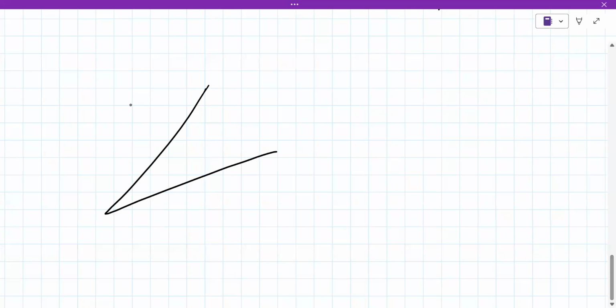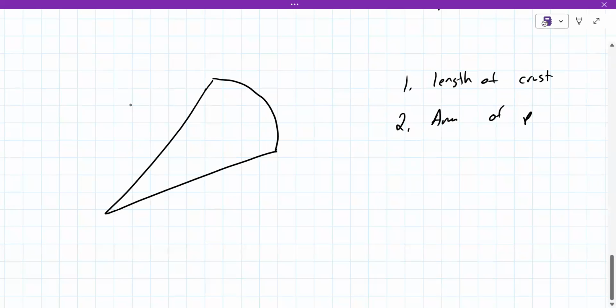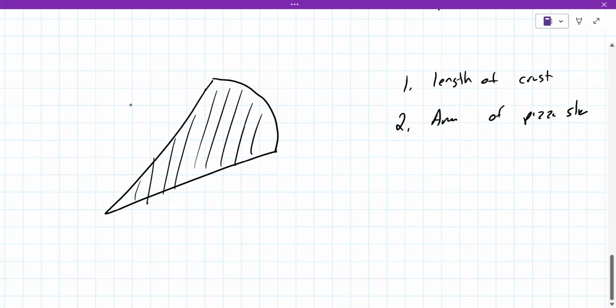Okay. There are two things that they could ask you with regards to a pizza slice. One is the length of the crust, and the second is the area of the pizza slice. And the area is like the total surface of it, correct? Yes.